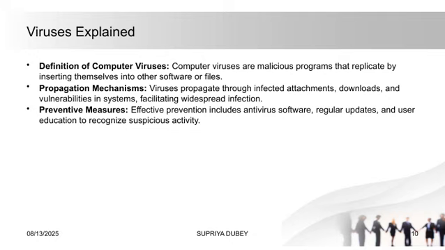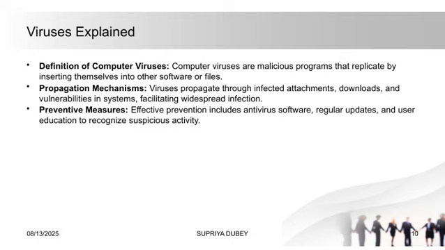To protect ourselves, there are some key preventive measures. Using reliable antivirus software is essential, and keeping it up to date ensures we have the latest defenses. Regularly updating our operating systems and applications patches security gaps that viruses might exploit. And finally, user education plays a crucial role. Being able to recognize suspicious activity, like unusual emails or unexpected pop-ups, can make all the difference. All these points tie back to our broader goal of maintaining cybersecurity awareness and resilience.